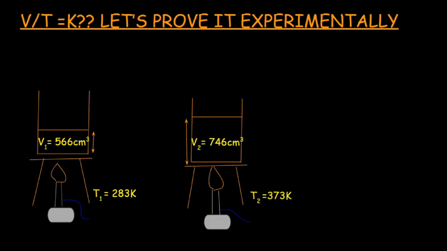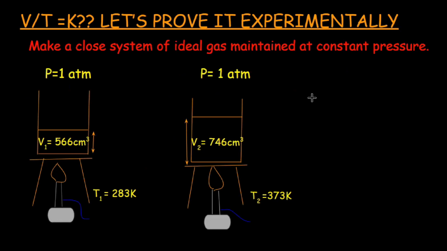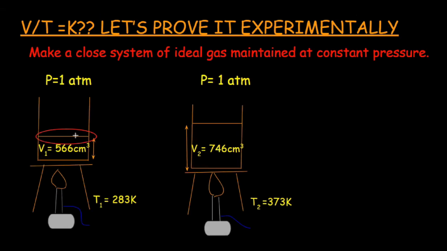Same, you have to make a closed system enclosing ideal gas maintained at constant pressure. Four conditions must be fulfilled. The system is closed and maintained at a constant pressure of 1 atmosphere. Let's say the initial temperature applied to the system is 283 Kelvin and 1 mole of the gas is enclosed within the system, and that 1 mole of the gas occupies a volume of 566 cm³.